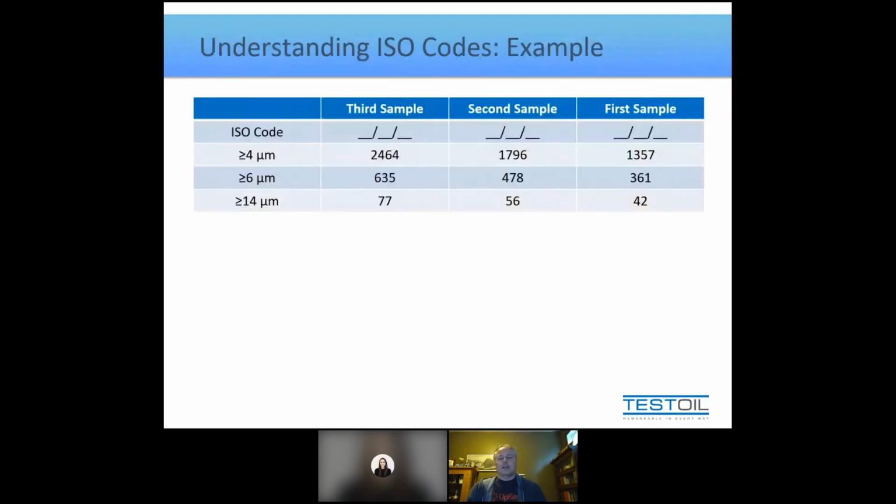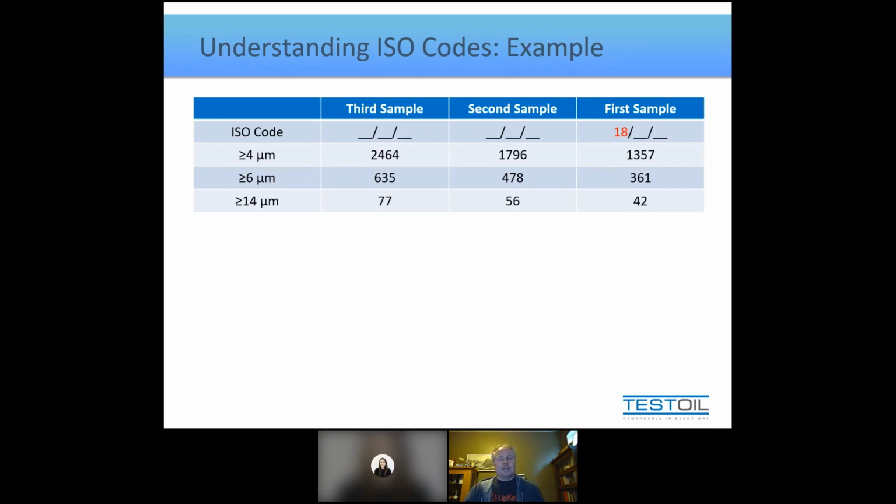So notice on this slide here, I've got 3 examples: first, second, and third sample. Let's code them. So I'll show you how we code the first sample, and then if you really want to, you can do the second and third yourselves. But anyways, looking at the particle count here of the first sample, greater than 4 microns is 1,357 particles. That is between 1,300 and 2,500. That is an ISO code of 18. So you would fill in 18.